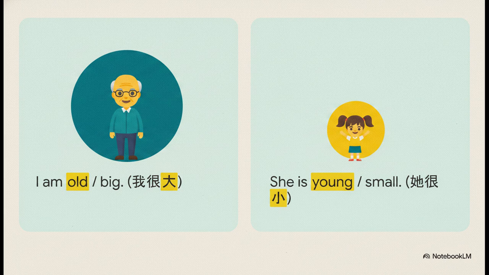But what if you don't want to give an exact number? What if you just want to describe someone's age in a general sense? Well, we can use the adjectives dà for big or old, and xiǎo for small or young. Remember that hěn rule we talked about from Lesson 3? To say I am old, you literally say I very big, 我很大. And to say she is young, you say she very small, 她很小.